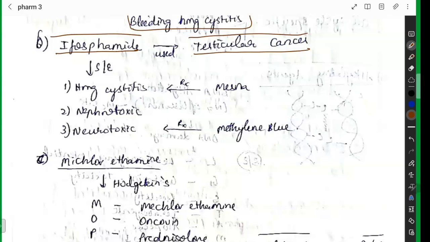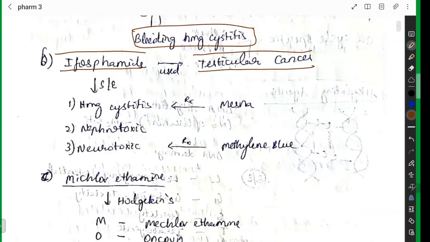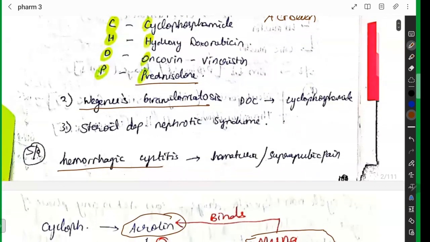Non-Hodgkin's lymphoma, CHOP regimen, excellent. Number 2. What is number 2? Wegener's granulomatosis, excellent. Number 3. What is number 3? Steroid. Dependent or resistant? Nephrotic syndrome. What type of nephrotic syndrome? It's a steroid-dependent nephrotic syndrome.